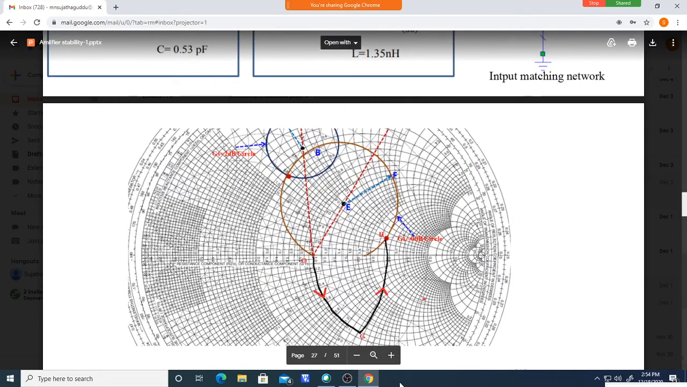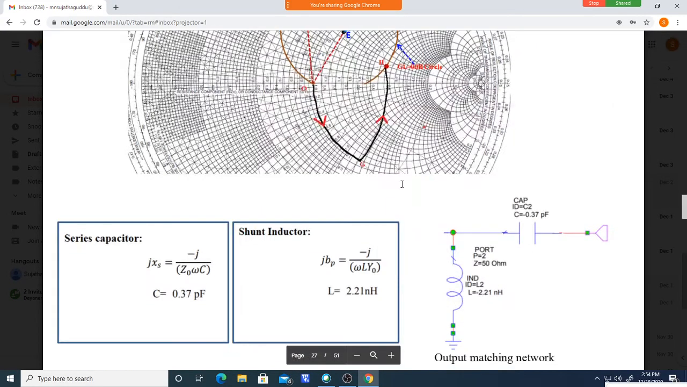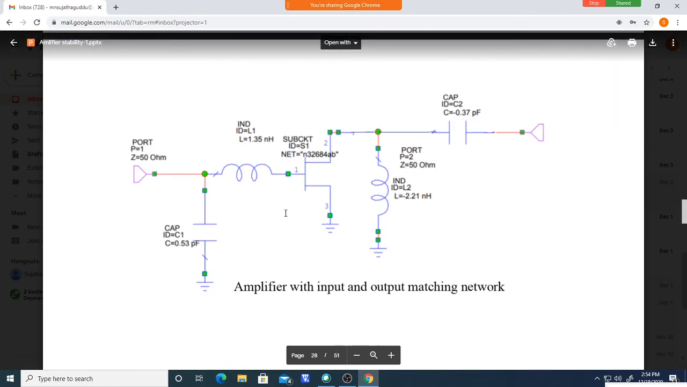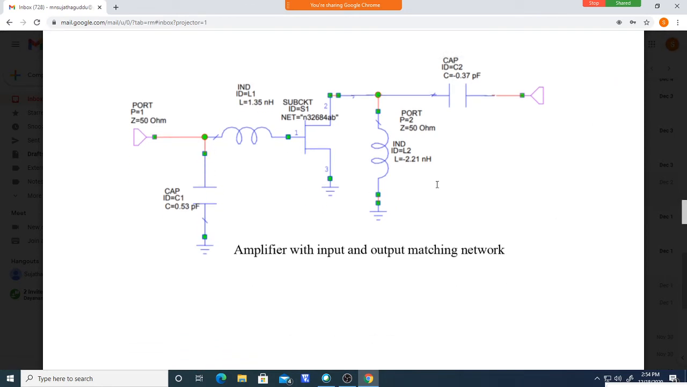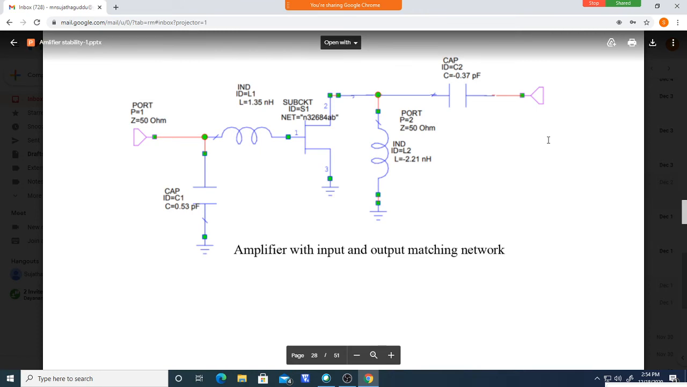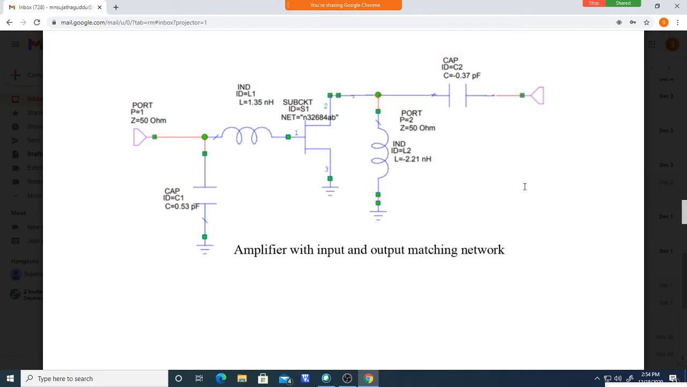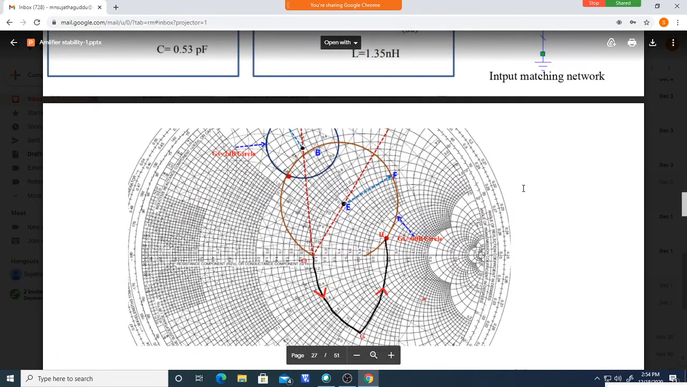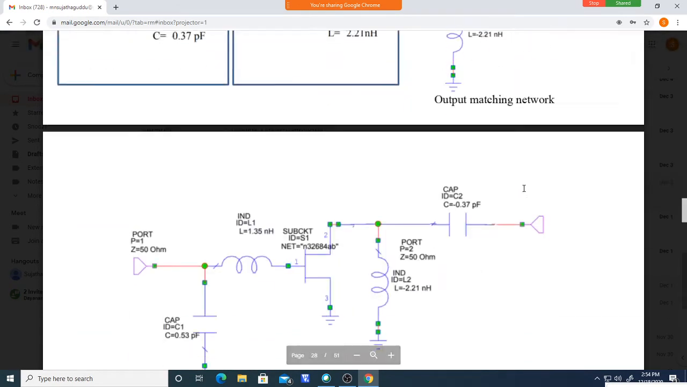Like this, you do it and you will get marks for this. The final stage is the final circuit. You should write the final circuit. All the steps carry marks. For the test, up to this will be there.